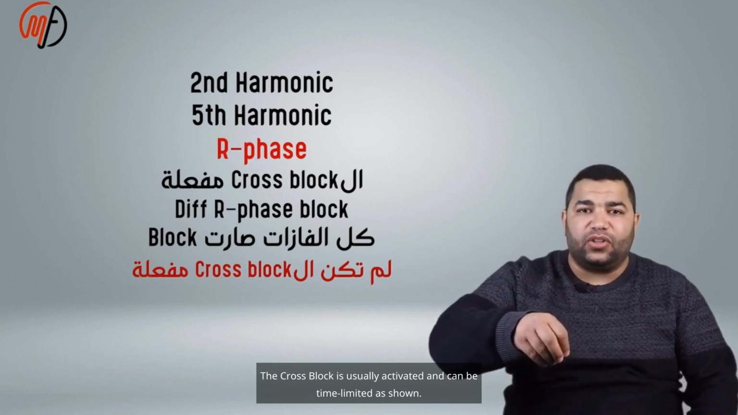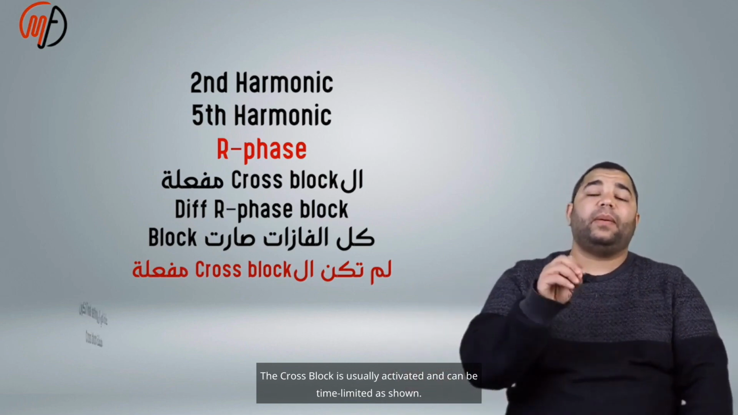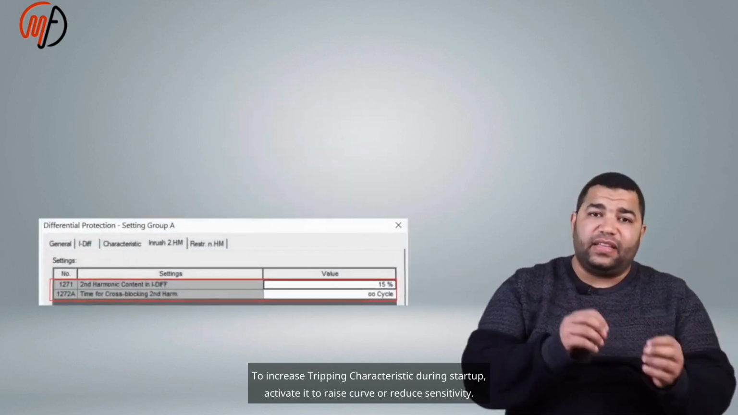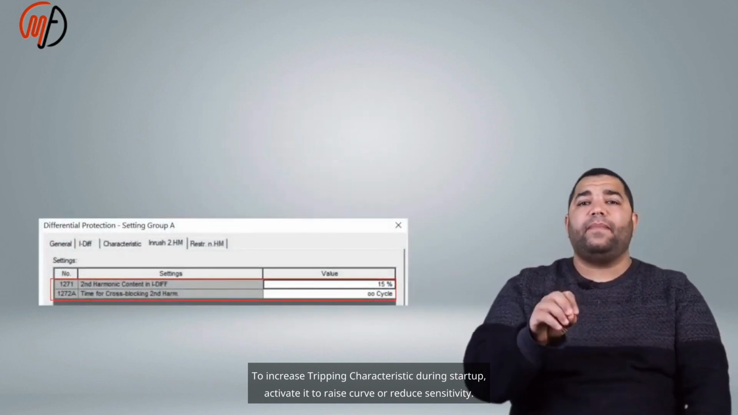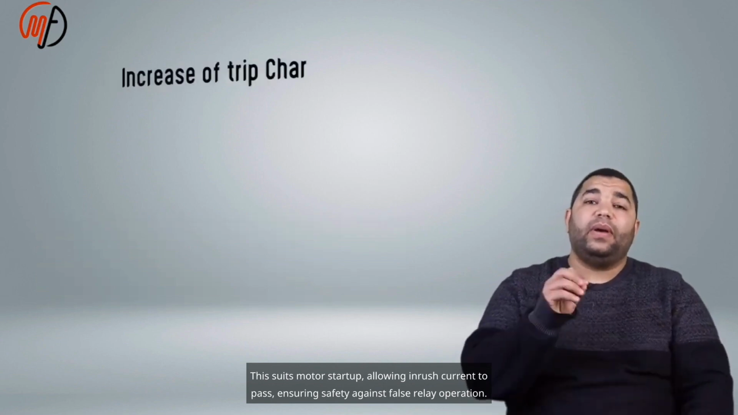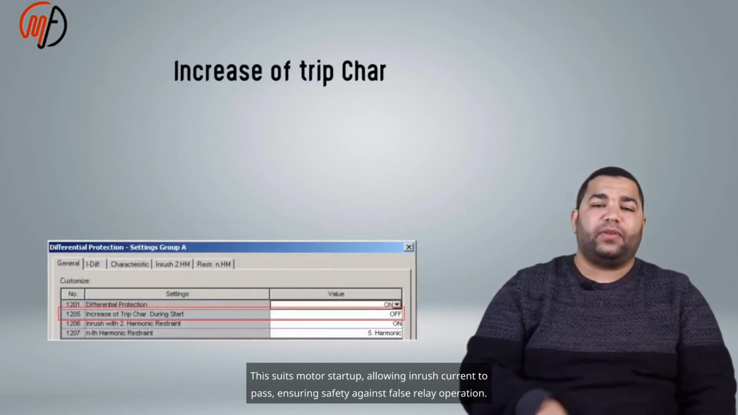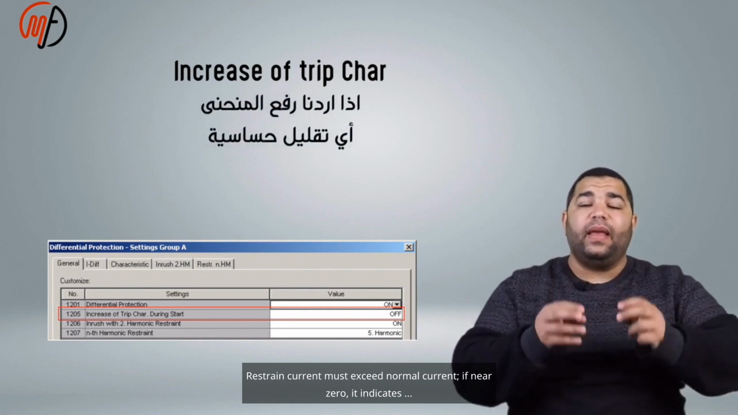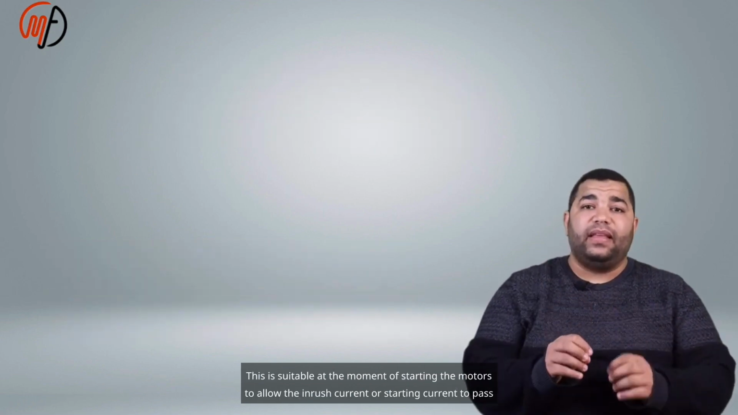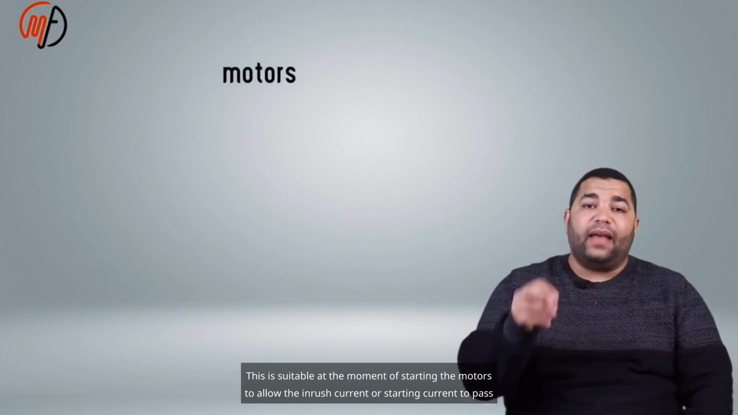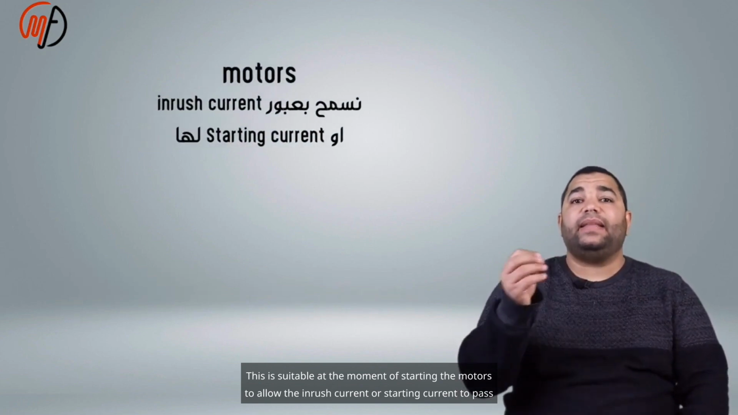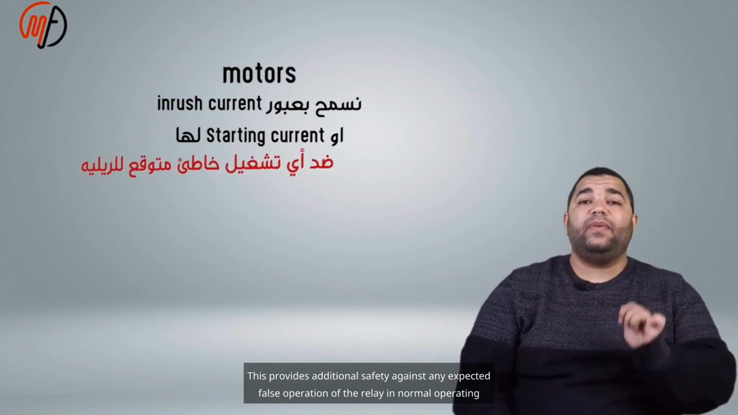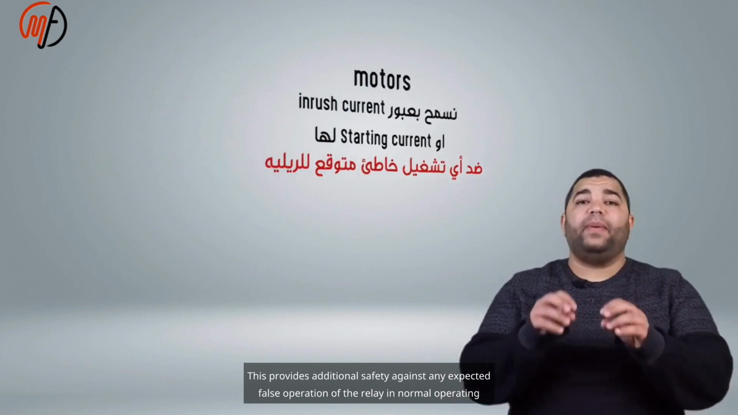Moving to the blue phase, the cross-block is usually activated and can be time-limited as shown. To increase the tripping characteristic during startup, activate it to raise the curve or reduce sensitivity. This suits motor startup, allowing inrush current to pass and ensuring safety against false relay operation. The restrained current must exceed the normal current. If it is near zero, this is suitable at the moment of starting the motors, to allow the inrush or starting current to pass at the moment of startup. This provides additional safety against any expected false operation of the relay in normal operating conditions.